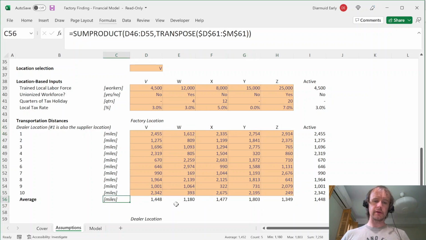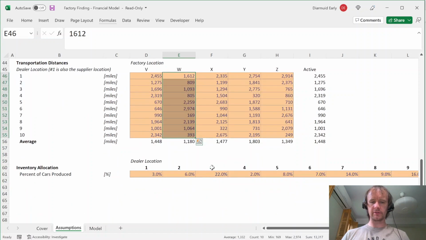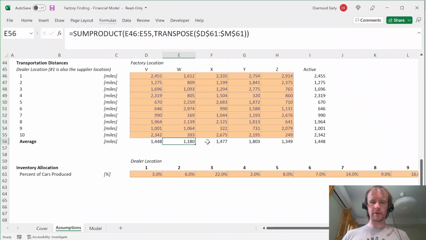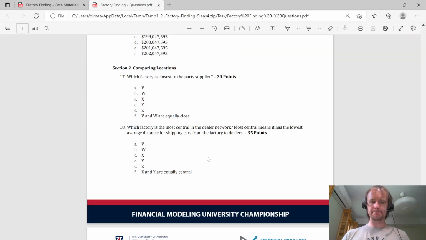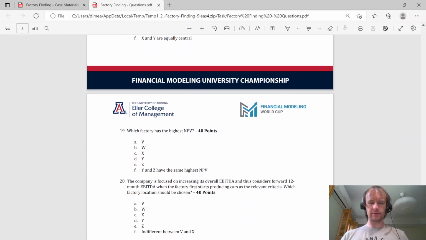Now, I wasn't totally sure when I read this question whether it meant kind of an unweighted average or weighted by how many you sent to each dealer. It turns out it doesn't matter. It's the same answer anyway. I did worry about that earlier. So that's also W, lowest distance. And then which factory has the highest NPV and which has the highest 12-month forward EBITDA.